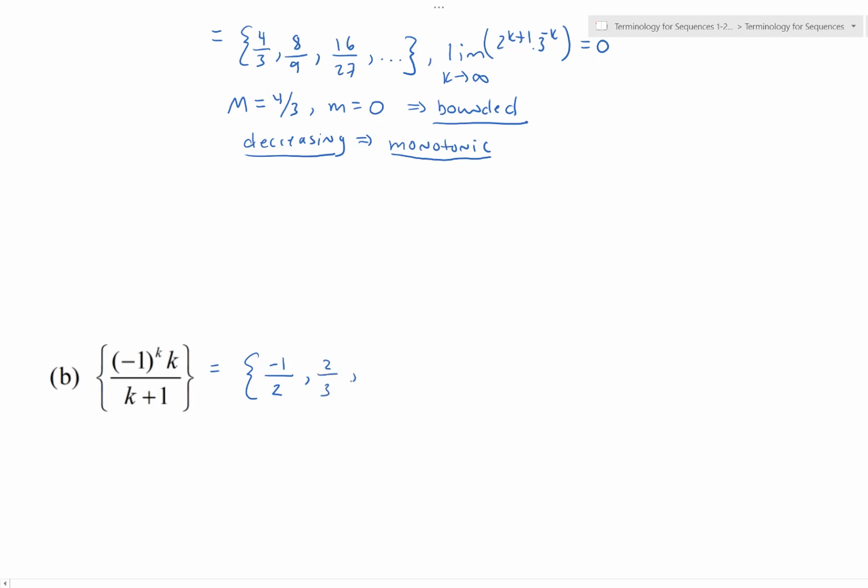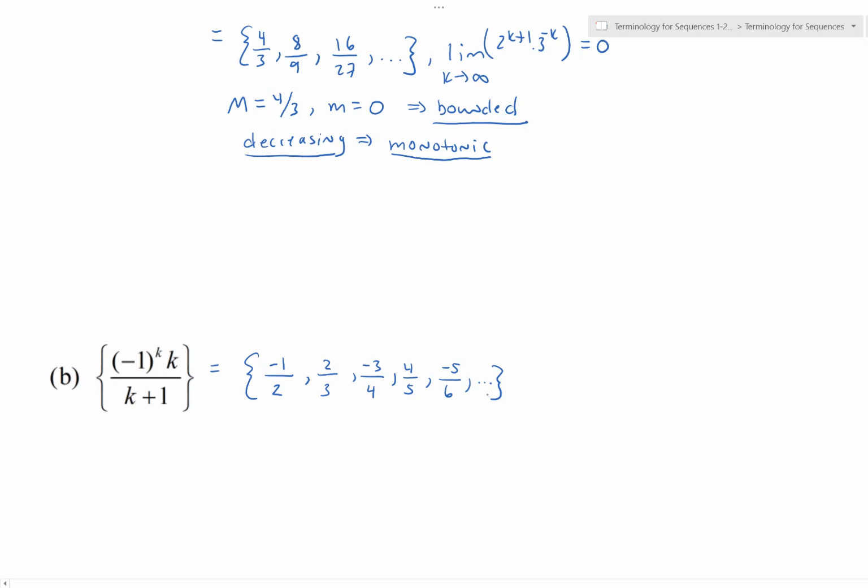How about when k is 3? It's going to be negative again, (-1) cubed, and then times that 3, so a -3 on top, over 3 plus 1 is 4. Continuing this pattern, next term would be +4/5. And you start seeing the pattern here, right? The next one would be -5/6, and so on and so on.